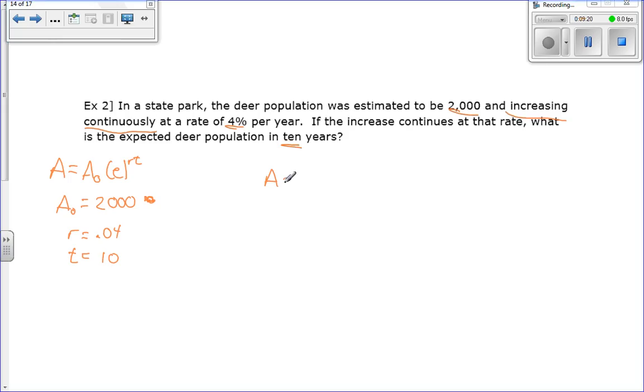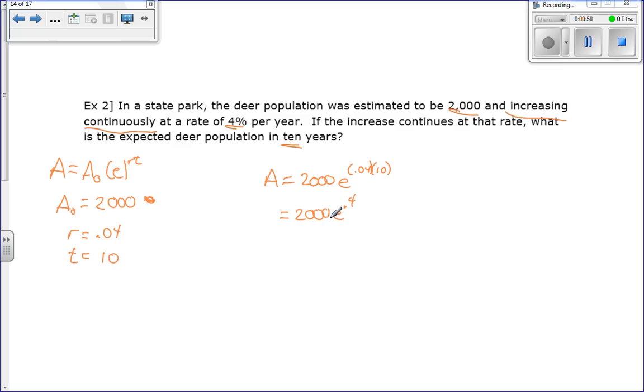So A equals 2,000 e to the rt, so 0.04 times 10. So my next step is to actually multiply my exponents first. So I have 2,000 e to the 0.04 times 10, which just moves the decimal point over one, so 0.4.